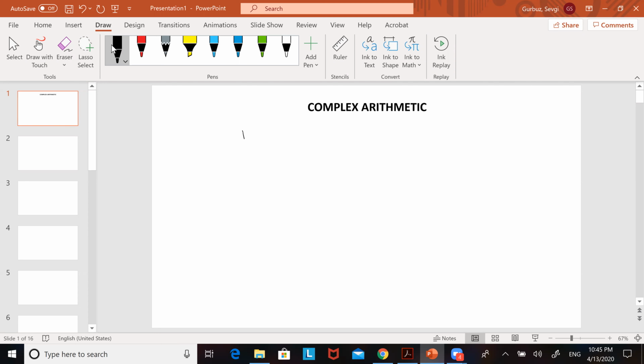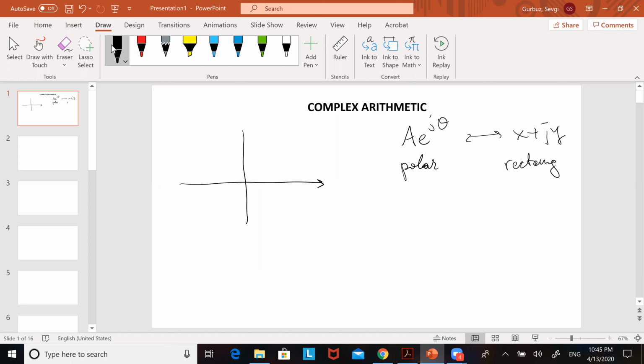What I mean by this is to take the format of, let's say, a e to the j theta, which is known as the polar format for a complex number, and convert it into the form of x plus jy, which is known as the Cartesian or rectangular format. The reason it's known as the rectangular format is because if we take the x and y axes as being the real and imaginary parts of the complex number respectively, then we can plot any complex number on this 2D plane. So take the point here, for example, which I'm going to label x plus jy.